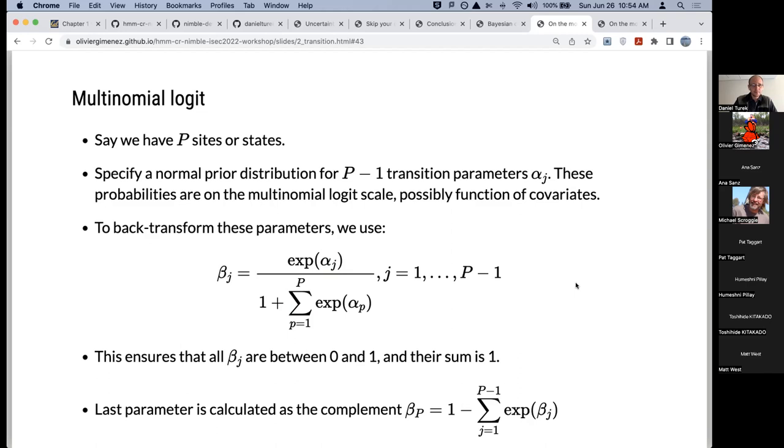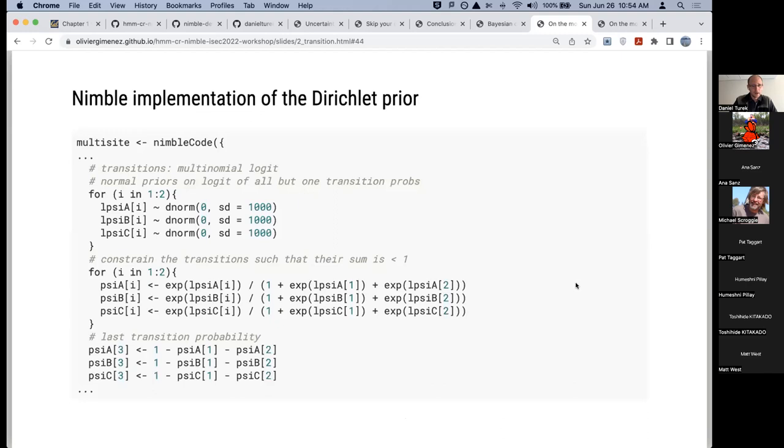Here is the code. As we see, these broad, flat, normal prior distributions for the sizes, and this L psi means logit of psi A, logit of psi B, etc. Then here are the inverse logistic functions, the exponential function divided by one plus the exponential functions of the others. And finally, defining the third, the psi A, B, and C, the third element, as one minus the sum of the first two.